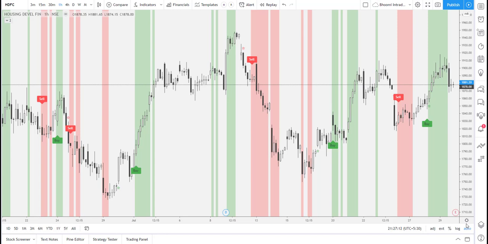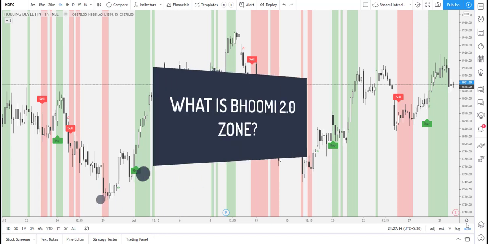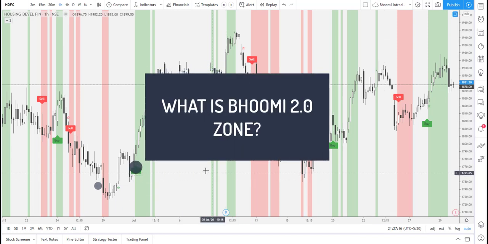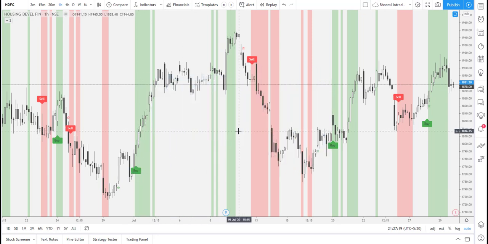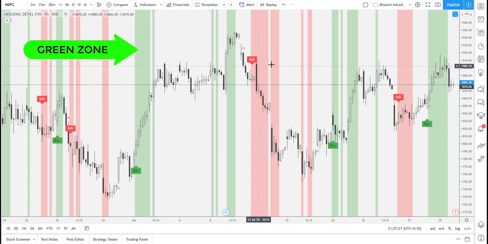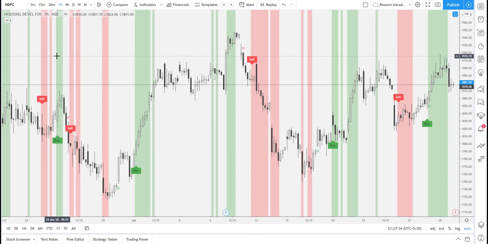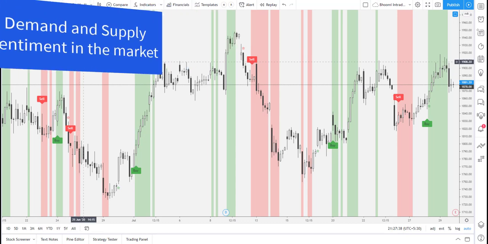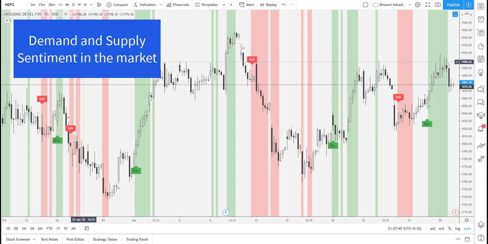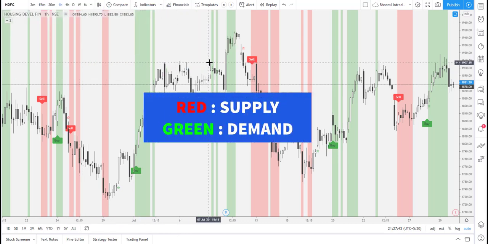Well, there is a question: what is the Bhumi 2.0 zone? Visually, the colorful vertical areas you're seeing on your chart are Bhumi zones. There is a green zone and a red zone, and in between them there are some gaps. Let me tell you the importance of these zones. They show the demand and supply sentiment in the market. The red is for supply and the green is for demand.